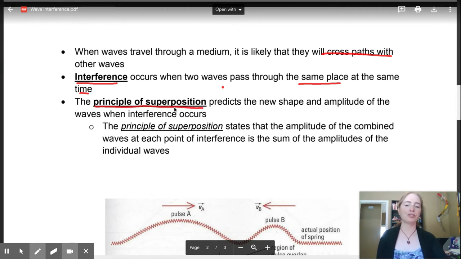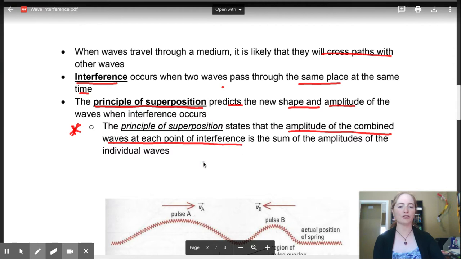Now, superposition essentially means the waves are going to overlap each other. It's going to predict the new shape and new amplitude of the wave when they come into each other. So, ladies and gentlemen, subtle hint, this piece is important. It states that the amplitude of the combined waves at each point of interference is the sum of the amplitudes of the individual waves. So the individual waves are going to add to each other. All right?